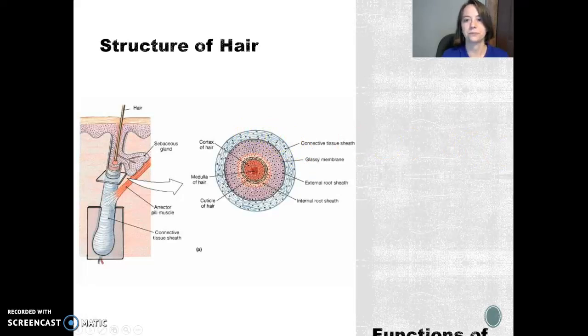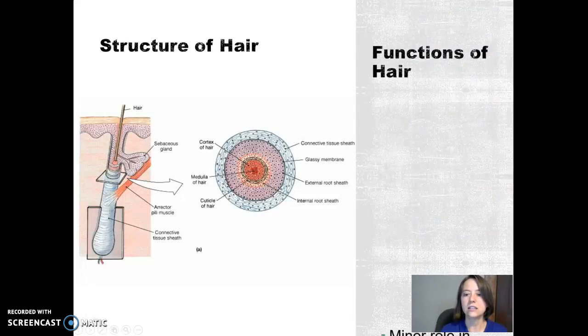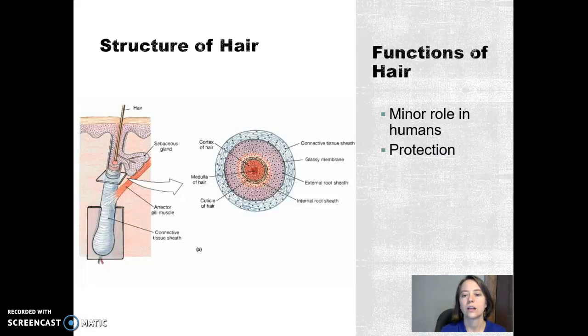of cells. So functions of hair, which I said are not as important in humans, but they are very important in other mammals. Protection, thermoregulation, and sensory. You can think of a rat or a cat and its whiskers being modified hair, and that tells it a lot of information, a lot of sensory information.